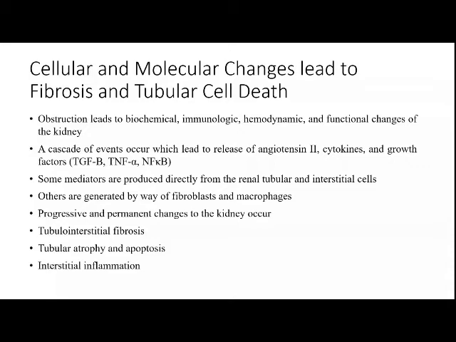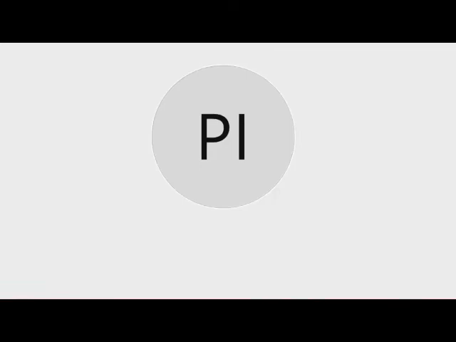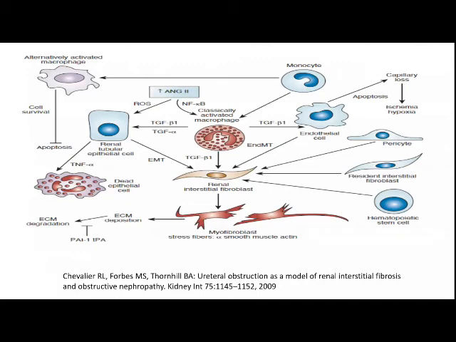These mediators are directly produced from renal tubular cells and interstitial cells, and from other cells, macrophages also, as I mentioned, fibroblasts and macrophages. So progressive and permanent damage to the kidney occurs, and I will show the flow chart. Because of this, tubulointerstitial fibrosis, tubular atrophy and apoptosis will occur, leading to interstitial inflammation and going on to total fibrosis. This flow chart shows the molecular level of interstitial fibrosis, with extracellular matrix deposition leading to kidney damage.